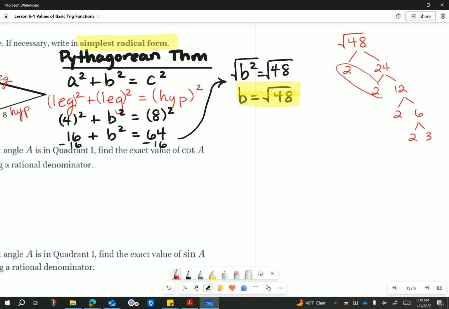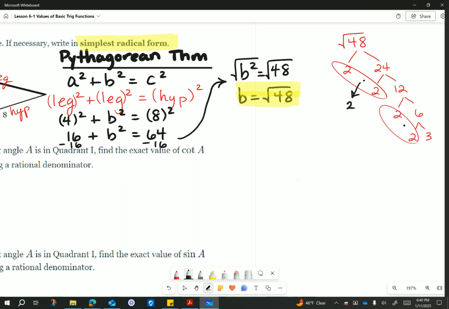I have a pair of 2's, which made, 2 times 2 is 4. I have another pair of 2's, and then I have a 3 that doesn't have any pairs. Well, remember I'm taking the square root of all these values. So the square root of this first oval, 2 times 2, the square root of 4 is just a 2, right? And the square root of 4 here is also just a 2. And that 3, well, nothing's happening to it because it doesn't have a pair.